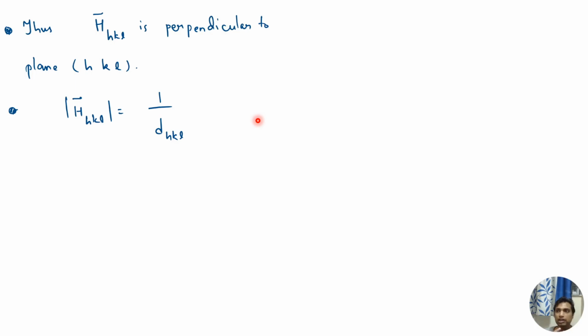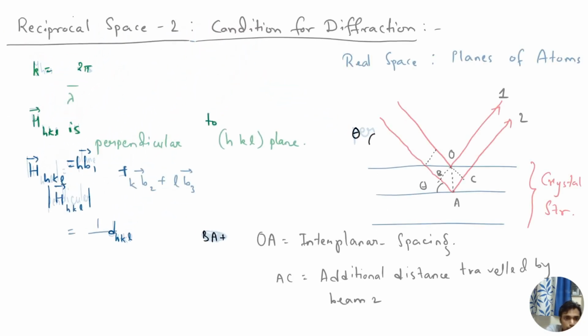That crystal structure is defined by some unit vectors. Corresponding to those unit vectors, we defined the reciprocal unit vectors. Now once we have those reciprocal unit vectors, we can define any general vector in that reciprocal space, which we denote by H of HKL. And we saw that this H of HKL is perpendicular to the plane HKL, and the magnitude of H of HKL is nothing but 1 by the distance between these Miller planes. So that is what we have learnt till now.